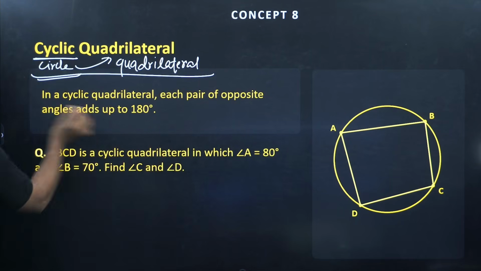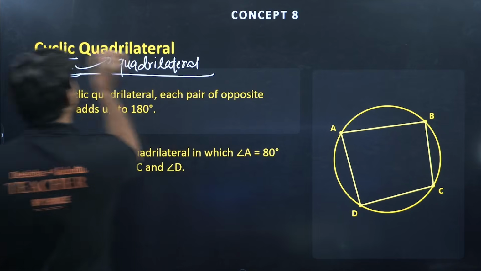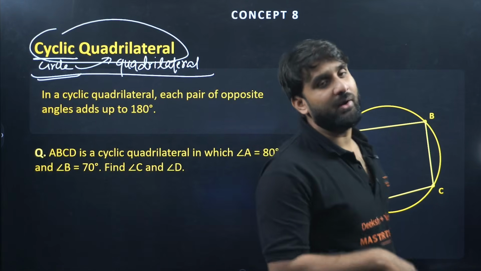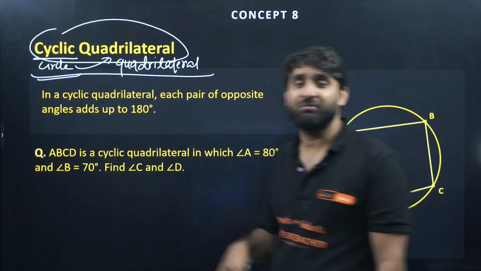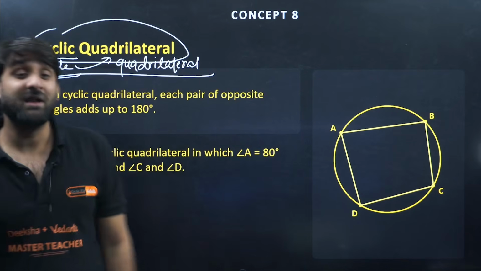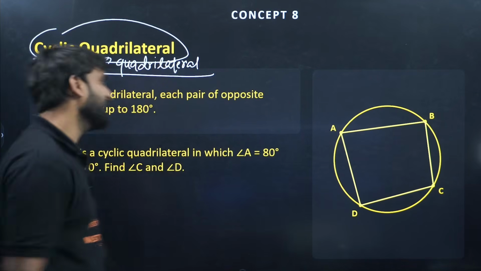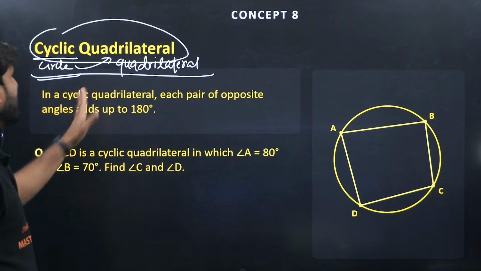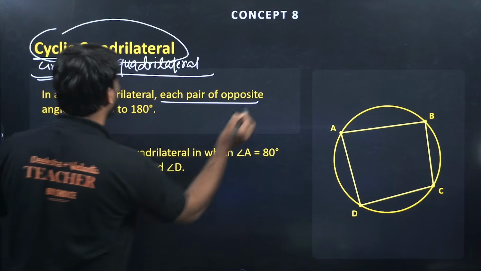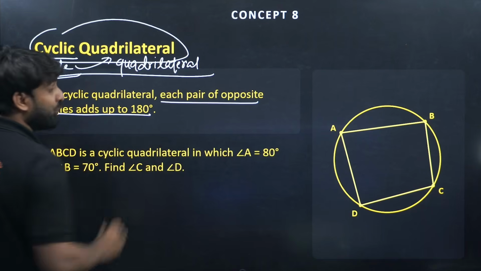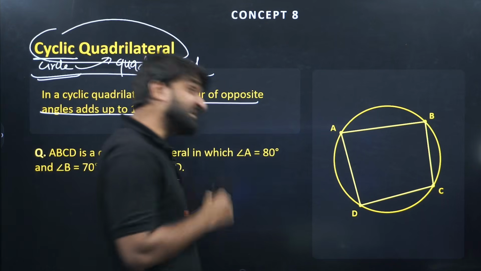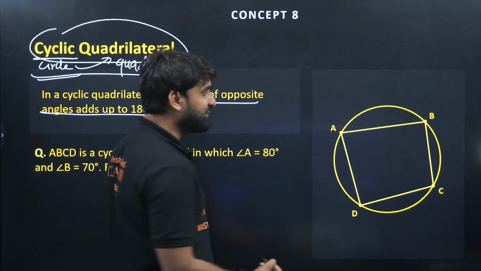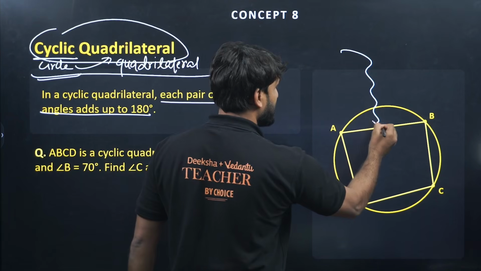So in a cyclic quadrilateral, let me show you. The definition is clear, everyone. When a quadrilateral, whether it is a square, rectangle, parallelogram, trapezium, anything, is lying inside a circle. So, my dear champion, in a cyclic quadrilateral, each pair of opposite angles adds up to 180 degrees. Yes, this is the beauty of a cyclic quadrilateral. I have a circle here, and can you see ABCD? This ABCD is what?